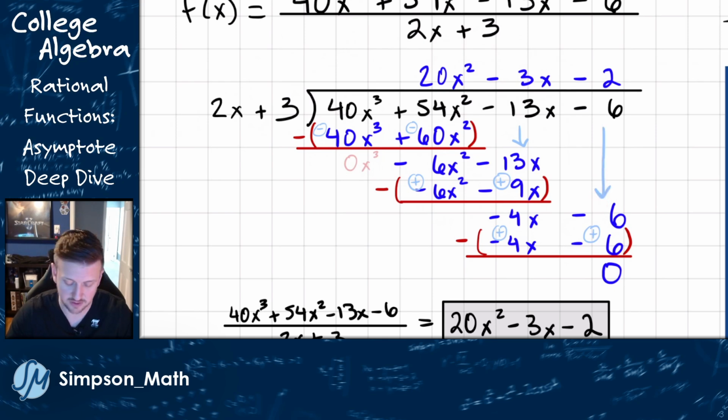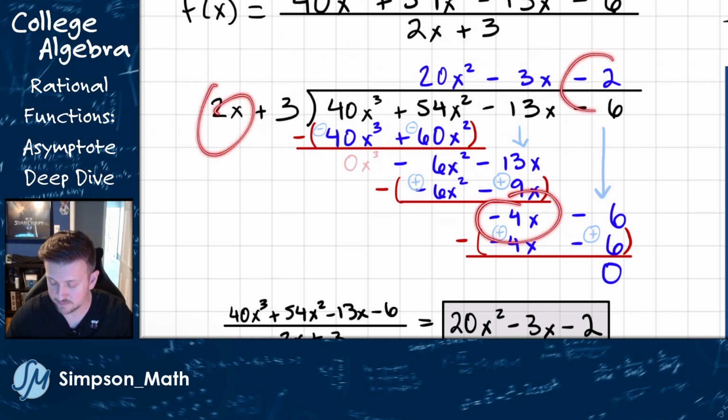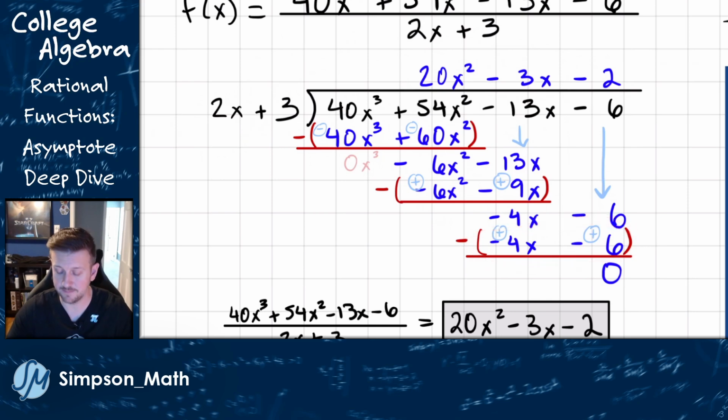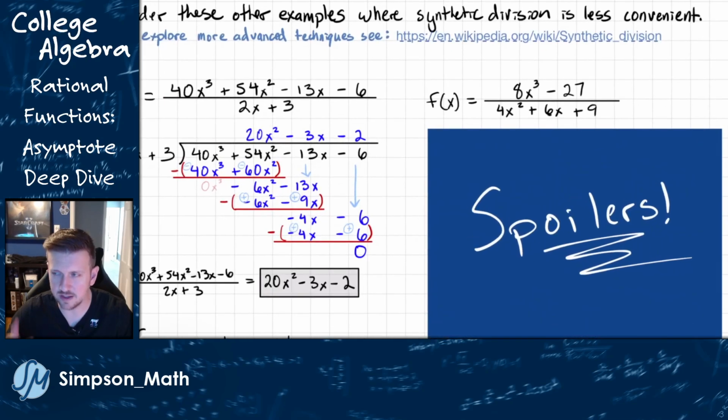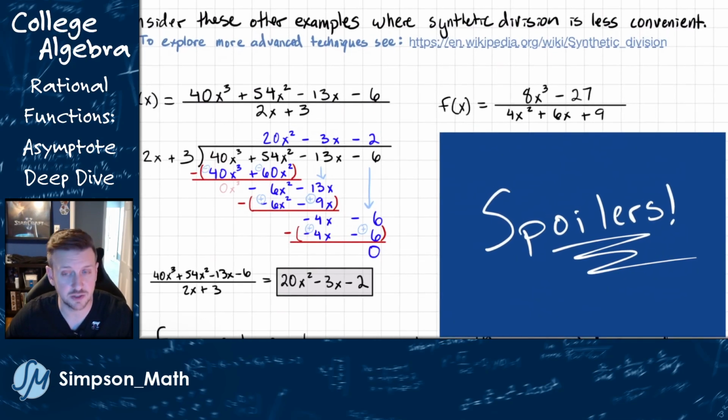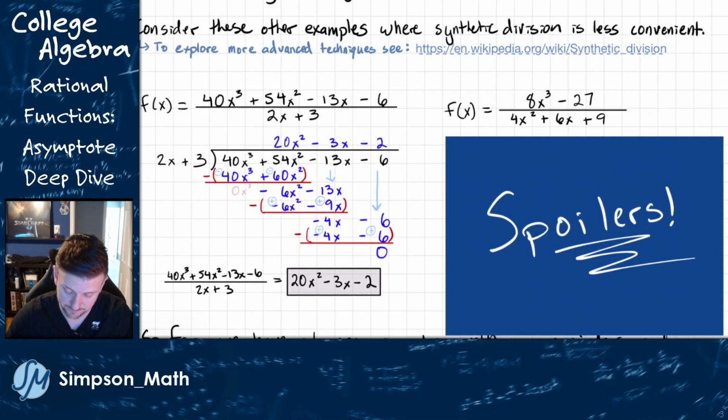Drop down the negative 6. 2x times what is negative 4x? Well, that's negative 2. Do your distribution, do those match? If they do, keep distributing, and we get negative 4x, negative 6. Subtract them, and we get 0. This other one, the second one, if you haven't done that one yet and need to work it, you will also get a remainder of 0. A little bit of a hint.